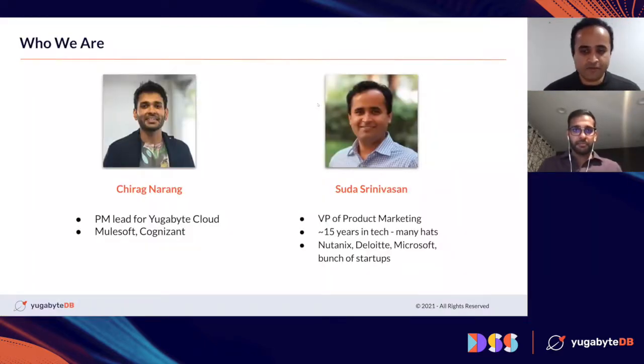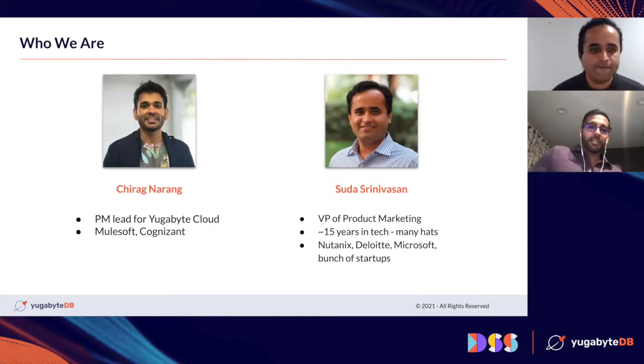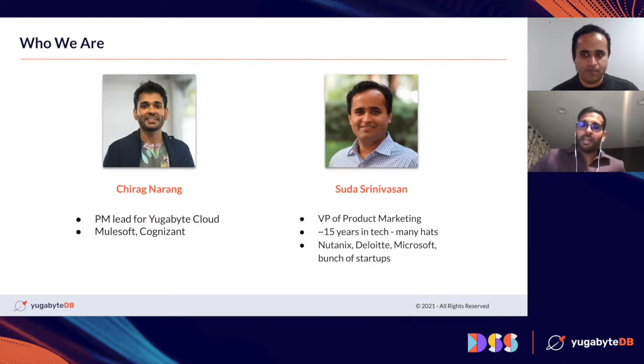Quick introductions. My name is Sudha Srinivasan. I'm the VP of Product Marketing here at Yugabyte. I've been in the tech industry for over 15 years, wearing multiple hats. I've worked at Nutanix, Deloitte, Microsoft, and quite a few startups. Chirag, do you want to quickly introduce yourself? Thanks, Sudha. Hi, everyone. My name is Chirag Narang. I'm the product lead for Yugabyte Cloud. Prior to Yugabyte, I was at MuleSoft, Cognizant. I've done a bit of work in the API space, infrastructure, and consulting in app dev. Excited to be here.